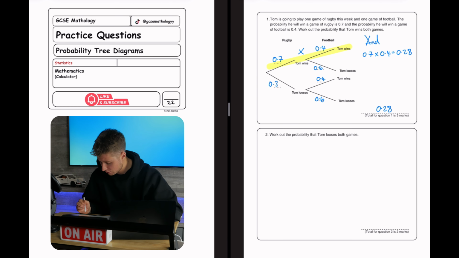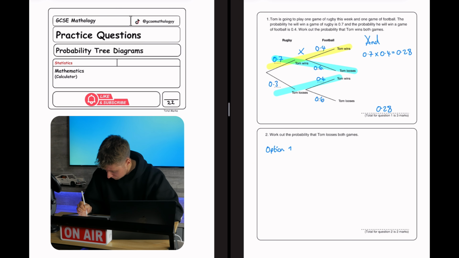Question 2 says work out the probability that Tom loses both games. So we're going to look at the path where Tom loses both games. So Tom can either win a game of rugby and then lose a game of football, or lose a game of rugby and then win a game of football. So these are the two options here. So option 1 is where we've got the probability of a win and then a loss.